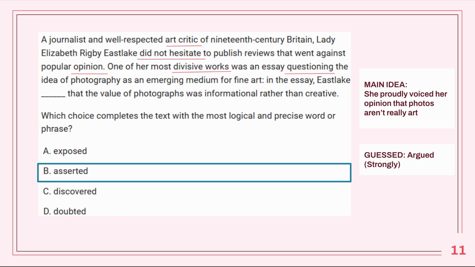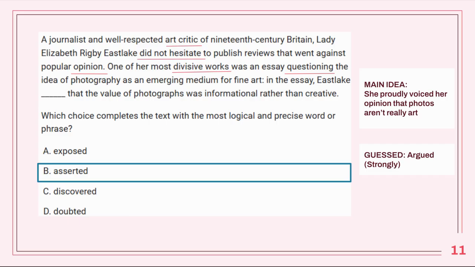And the reason I was highlighting the fact that it's an opinion is that some of these other answer choices might work, but you have to be really careful here. So A, exposed. She exposed that the value of photographs was informational rather than creative. You can't really expose your own opinion. You can expose something that someone did, you can expose a secret fact, but you can't expose your own opinion. Exposing something means like, aha, this is the truth. Now I have you. Now I'm going to tell the truth to the whole world. But she's not exposing that the value of photographs is informational rather than creative. That doesn't really make a lot of sense. She's just arguing.